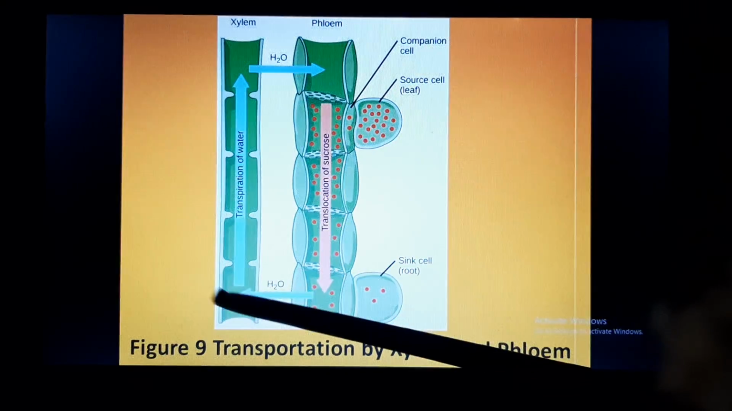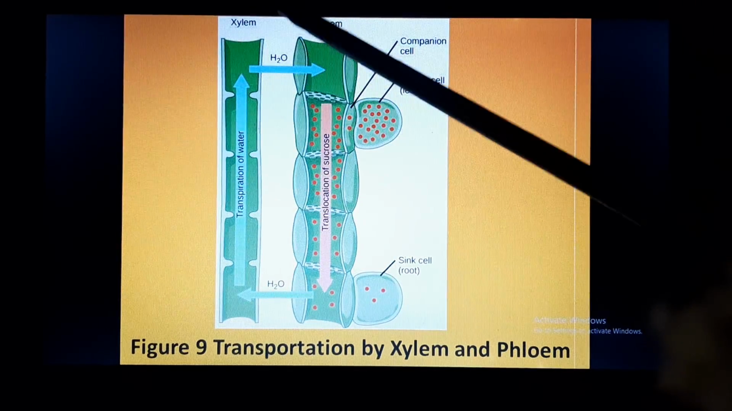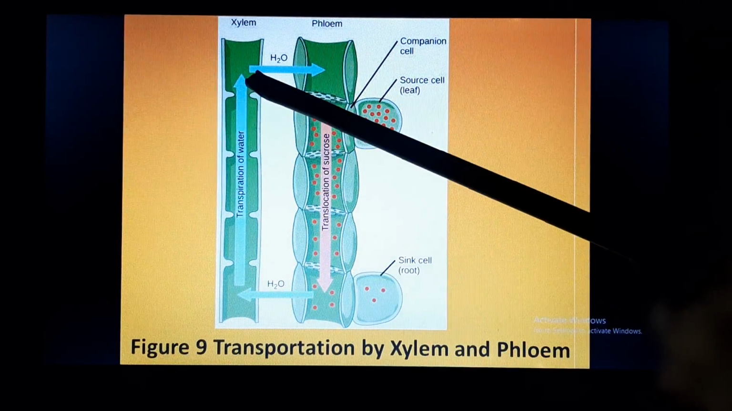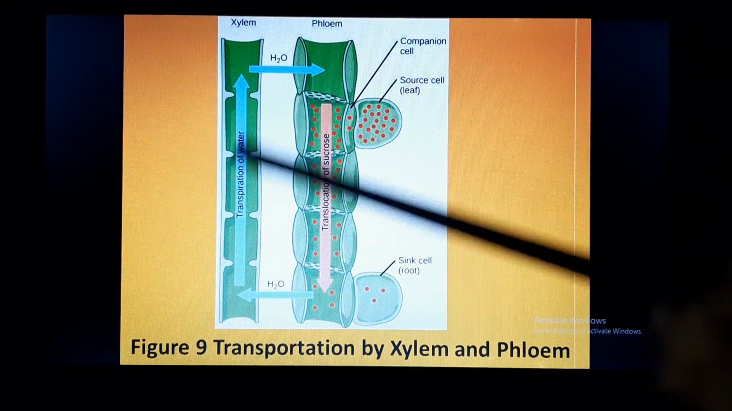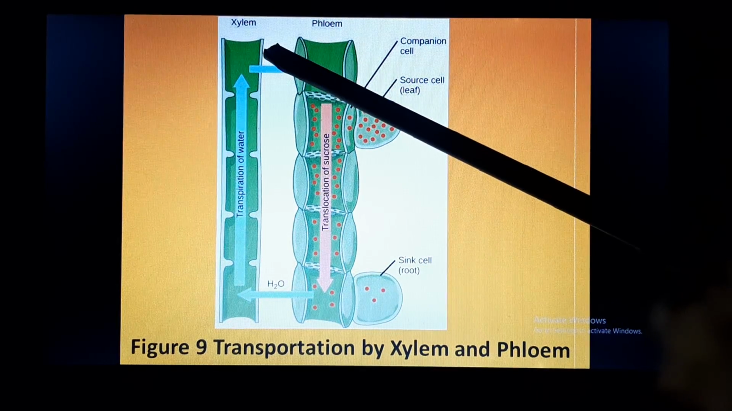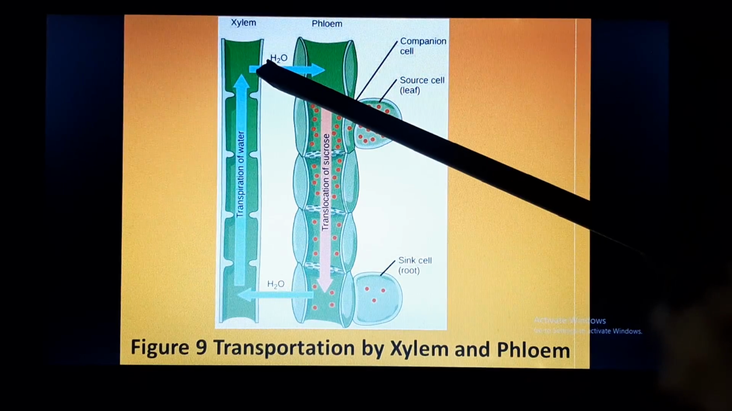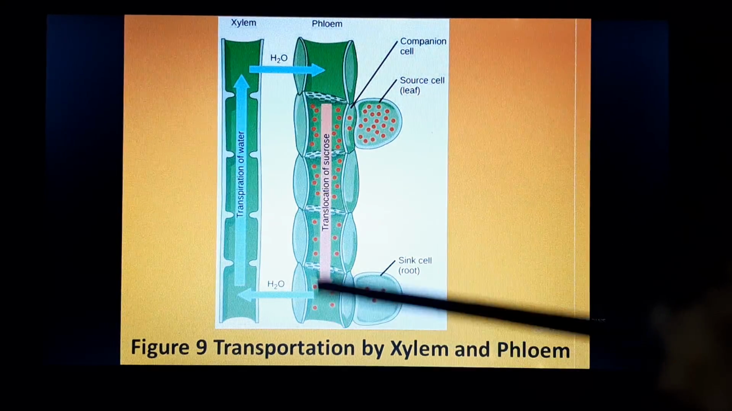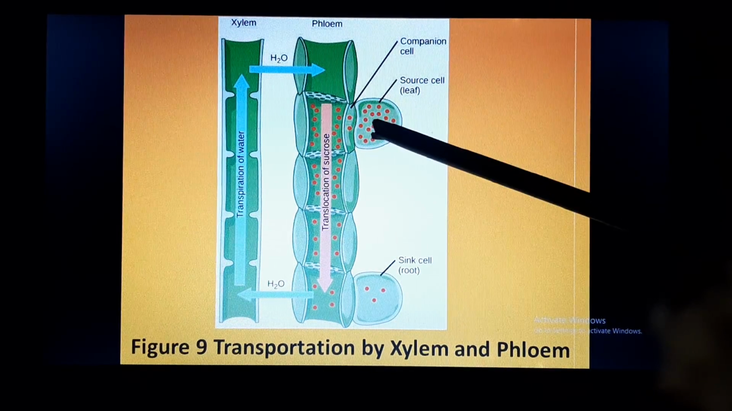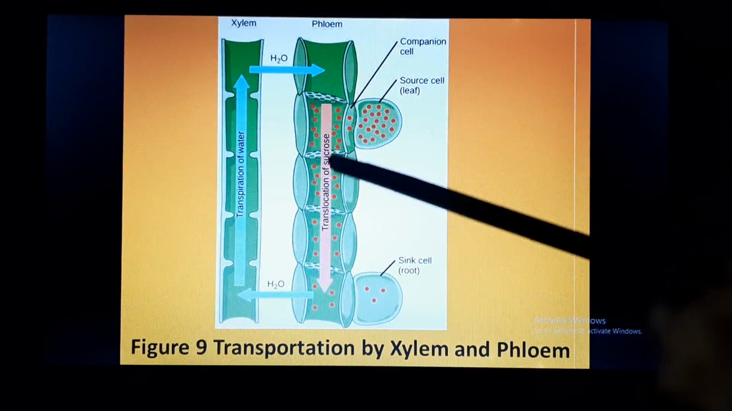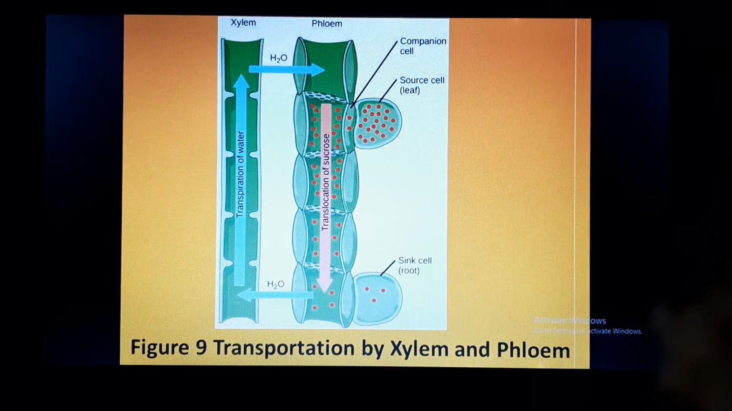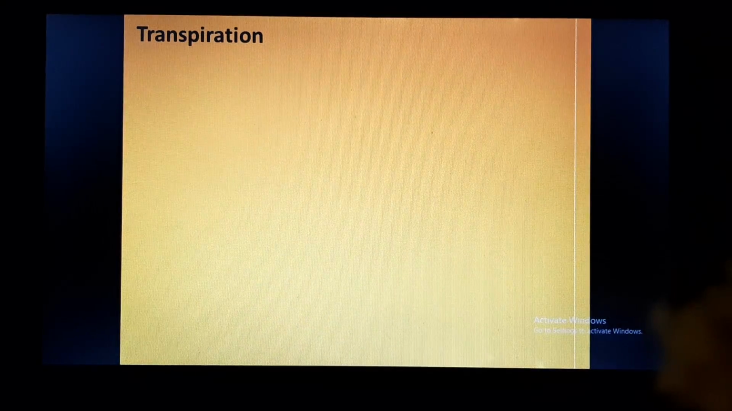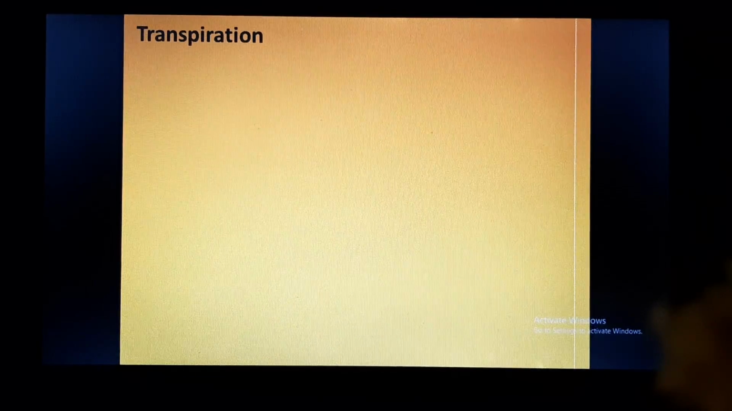Here you can see this is the xylem tissue, and in this, because of the transpirational pull, water is rising up. Whereas in phloem, this is the source, and the food is translocated. Now we will be discussing transpiration in our next lecture.